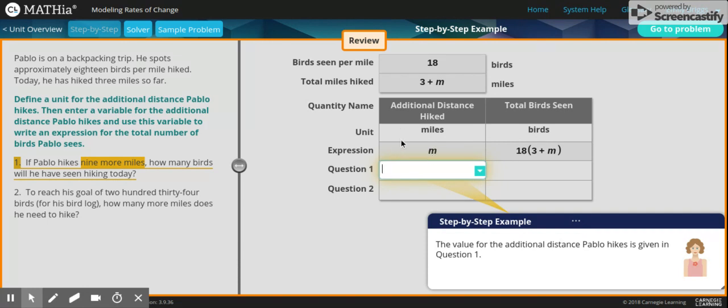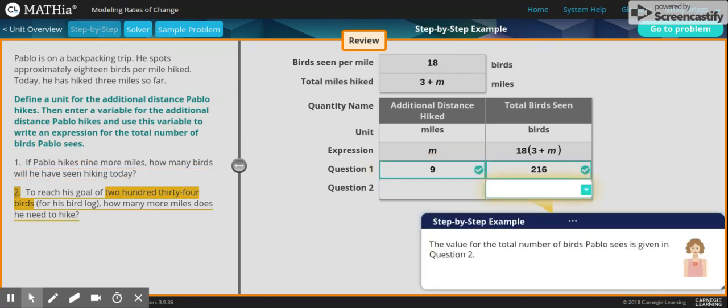for the first one, it's always a variable, so it would be M in this case because I used it up here. And then the 18 is multiplying by 3 plus M, so anything 3 plus M is going to be multiplied by 18. So the 3 plus M always goes in the parentheses. So question 1, if Pablo hikes 9 more miles, you just enter 9, and then this one goes over here, so 234.